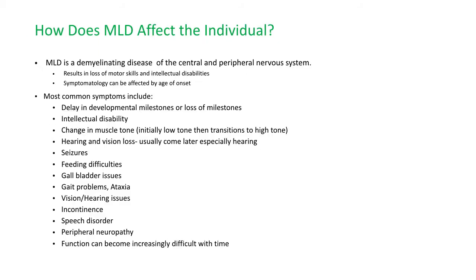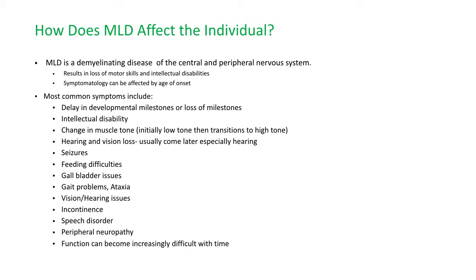How does MLD affect the individual? MLD is a demyelinating disease of the central and peripheral nervous system, which results in loss of motor skills and intellectual disabilities. Symptomatology can be affected by age of onset. Some of the most common symptoms include delay in developmental milestones or regression of milestones, and again, this should especially be noted with the late infantile form. Anytime a child attains a milestone and then loses it should warrant further evaluation.